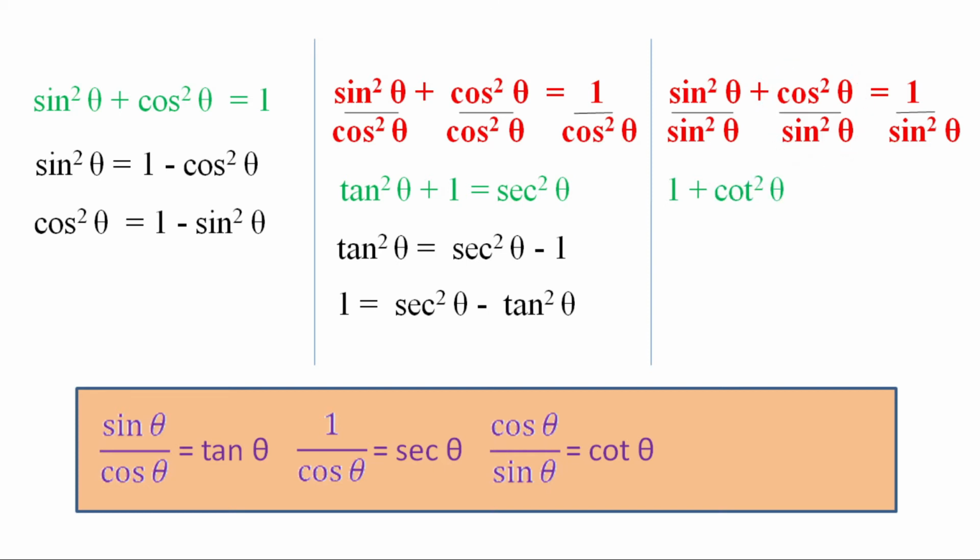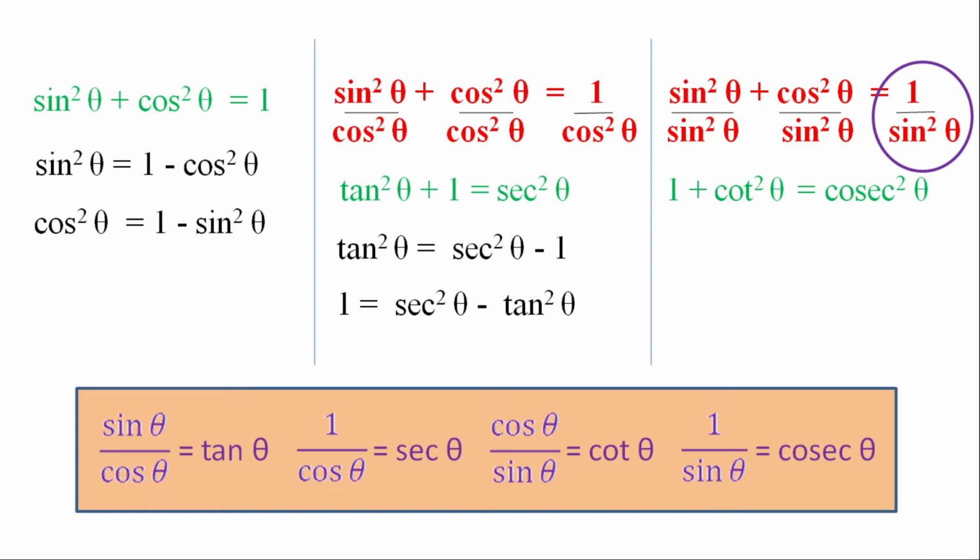And the last term is 1 upon sine square theta. And we know that 1 upon sine theta is cosec theta. So 1 upon sine square theta is cosec square theta. And this is how we got our next identity, just like that. Isn't it interesting? So the next identity is 1 plus cot square theta is equal to cosec square theta.